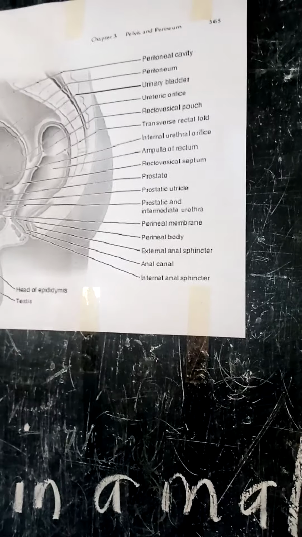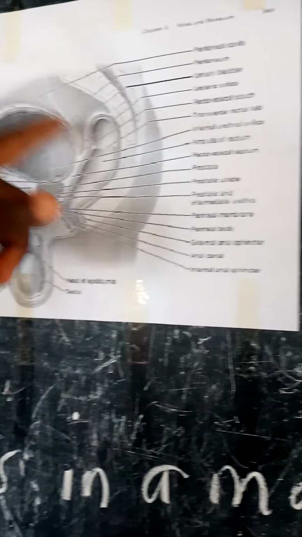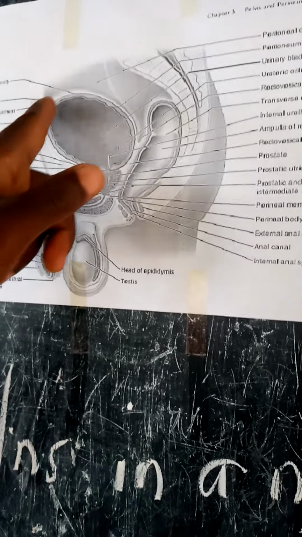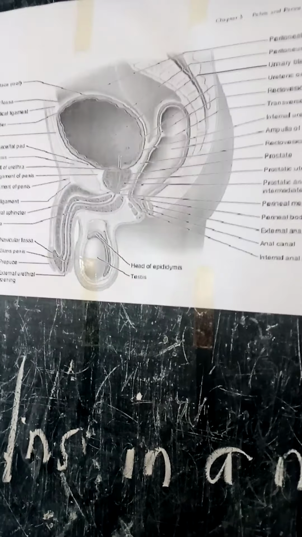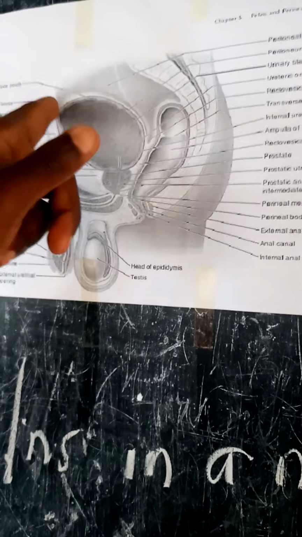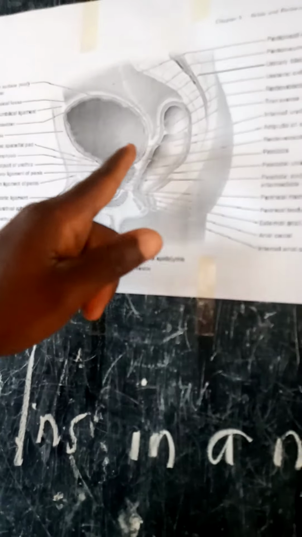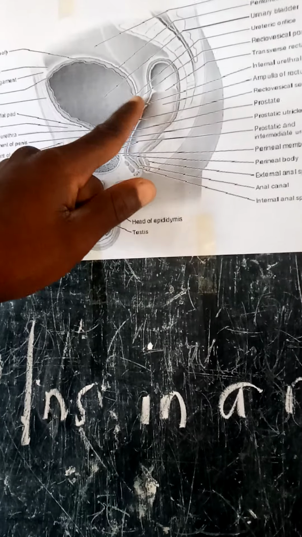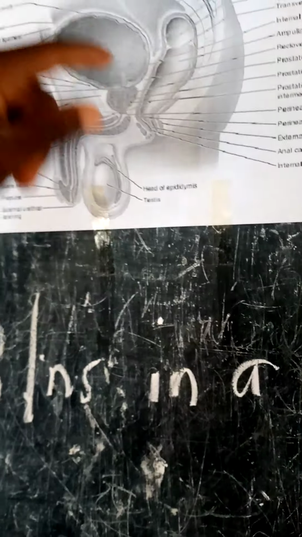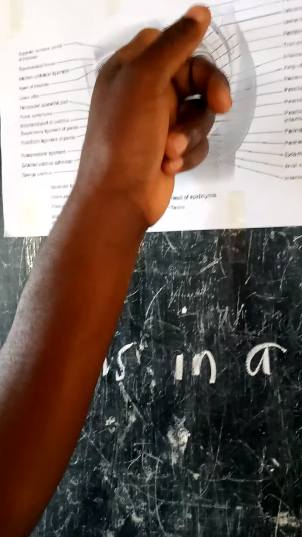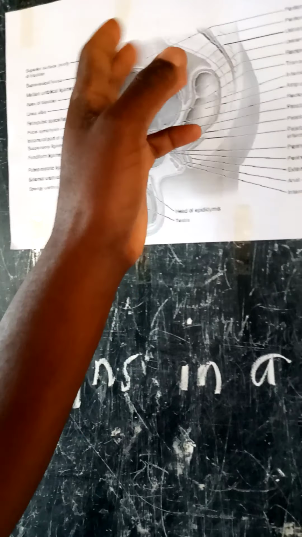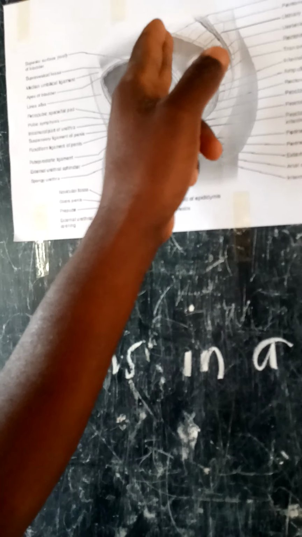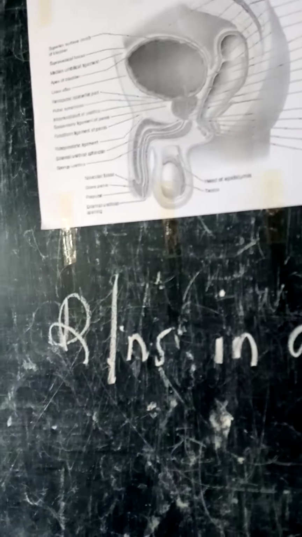Then we can come to the relations of the superior surface. When we look at the superior surface in the male, this superior surface, the white lining, is the peritoneum. So you can see that the whole of the superior surface in a male is covered by peritoneum. And here the diagram is not showing it, but this superior surface is related to the coils of the ileum and the sigmoid colon. Related to the coils of the ileum and the sigmoid colon.